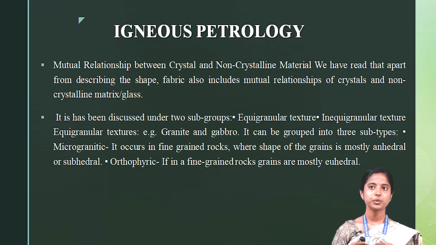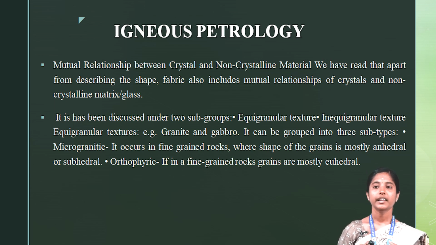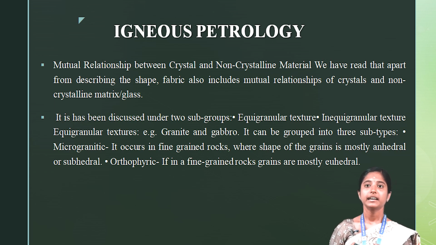It has been grouped into three subtypes. They are microgranitic, which occurs in fine-grained rocks where the shape of the grains is mostly anhedral or subhedral. The next one is orthophyric, which is a fine-grained rock where grains are mostly euhedral. The next one is felsitic. Its grains are very fine, microcrystalline or cryptocrystalline.